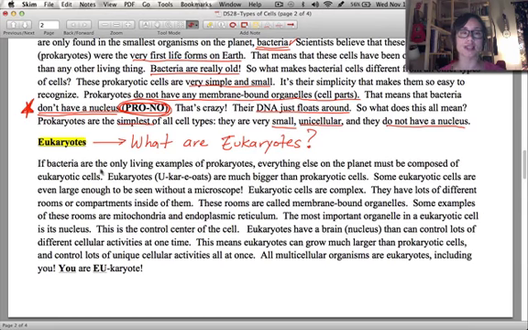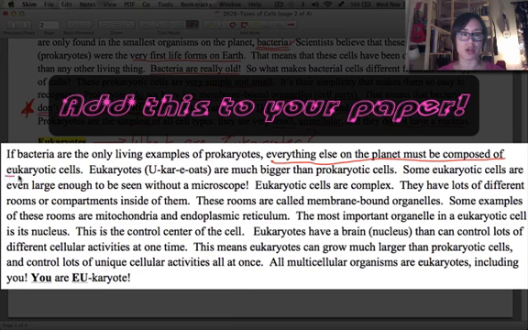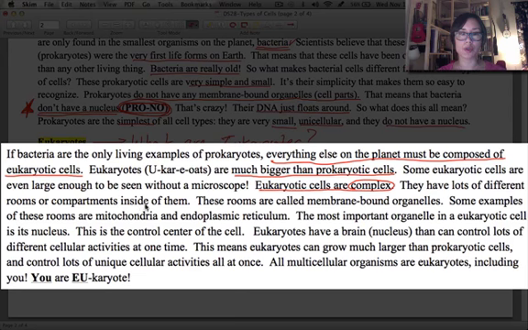So here we go. It says, if bacteria are the only living examples of prokaryotes, everything else on the planet must be composed of eukaryotic cells. Eukaryotes are much bigger than prokaryotes. Some eukaryotic cells are even large enough to be seen without a microscope. Eukaryotic cells are complex. That's really important. They have lots of different rooms or compartments inside of them. These rooms are called membrane-bound organelles. Some examples of these rooms are mitochondria and endoplasmic reticulum.